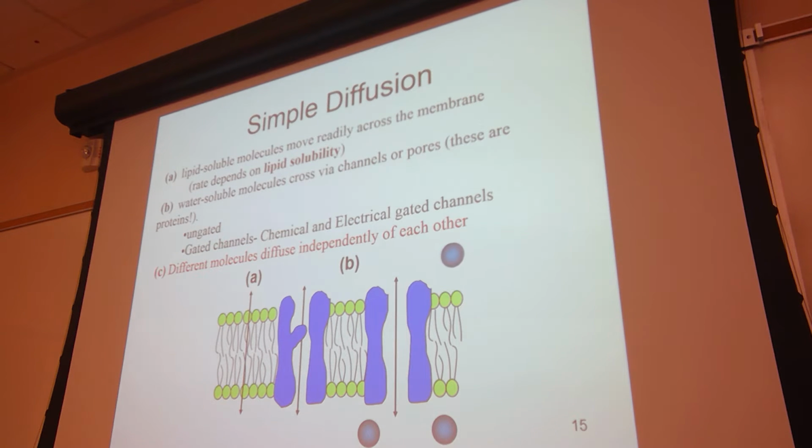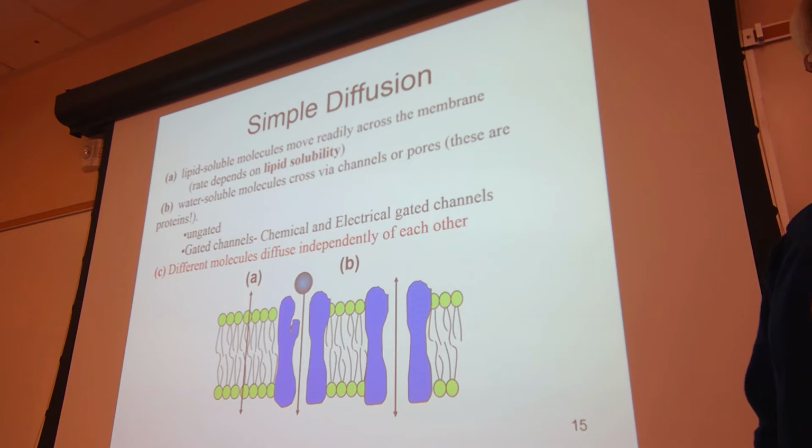Some substances go through a channel that's open all the time called a pore. Some substances want to move through a channel, but if it's gated, they can't go. Once the gate is open, then they can. All of those are examples of simple diffusion.